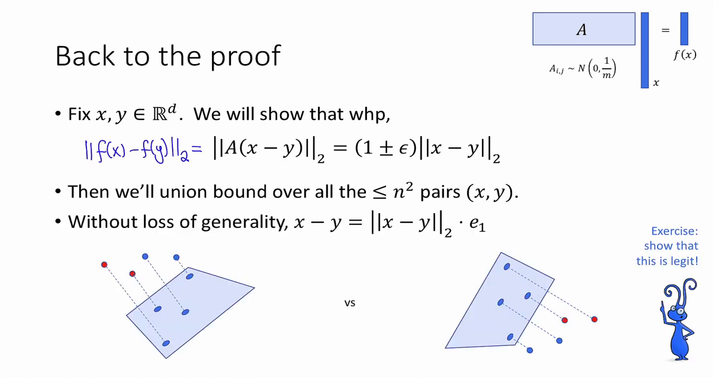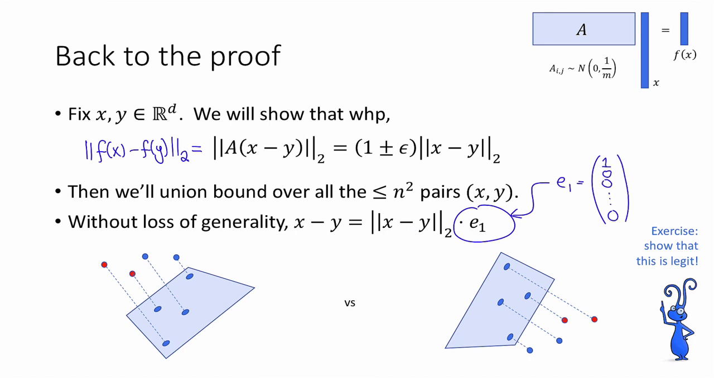To simplify the calculation, we'll use the fact that the Gaussian distribution is spherically symmetric. This implies that without loss of generality, we can assume that the vector x minus y is just a scaled version of the standard basis vector e1. Here, by e1, I mean the vector that has a 1 in the first place and then a bunch of zeros.